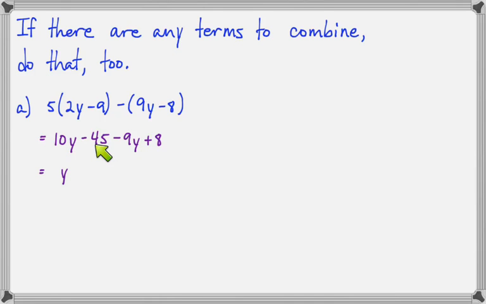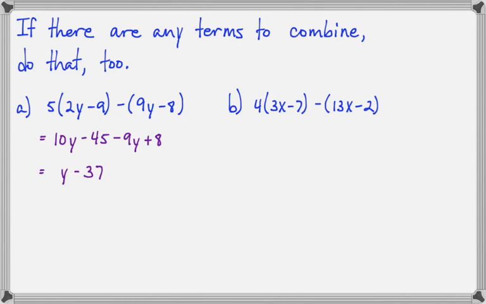Now negative 45 plus 8. So I've got a negative and a positive. That means I'll have to subtract because they're opposite signs. So the difference between 45 and 8 is 37. And because the 45 is larger, I'll have to put minus 37. Okay, now I've got the like terms combined, and this is as good as it gets.